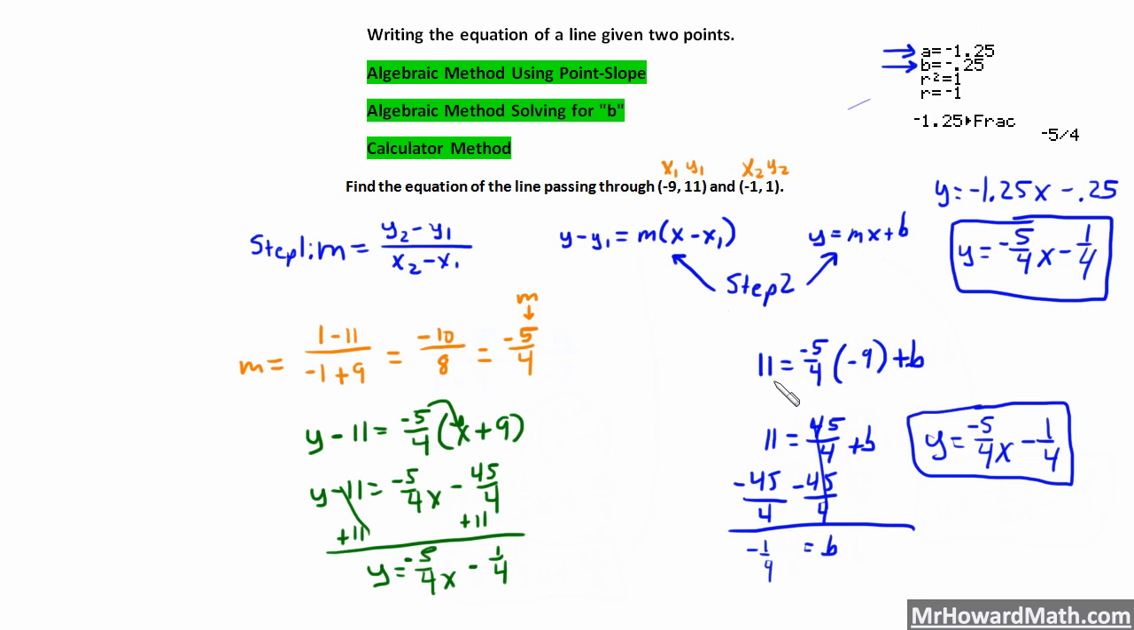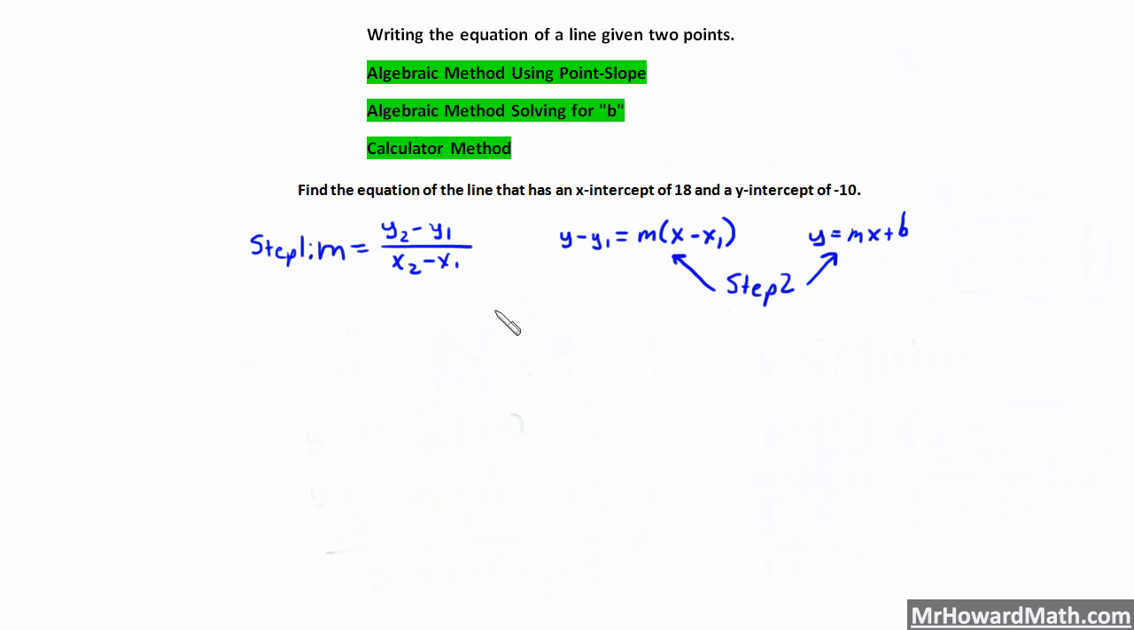Alright, let's look at another example next. Alright, last example here. So we are given, find the equation of a line that has an x-intercept of 18 and a y-intercept of negative 10. Okay, so we are given 2 points. We're given the x-intercept and the y-intercept, but realize these are just points. That's all. These are just points.